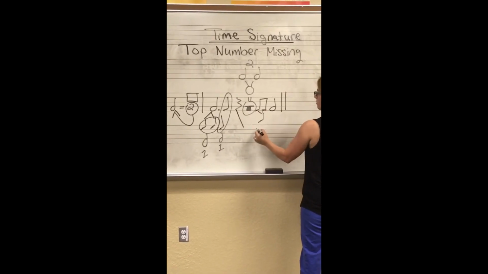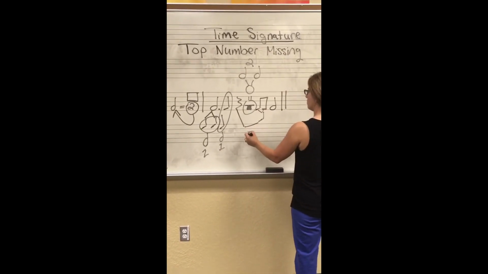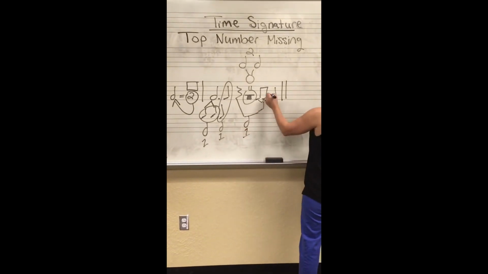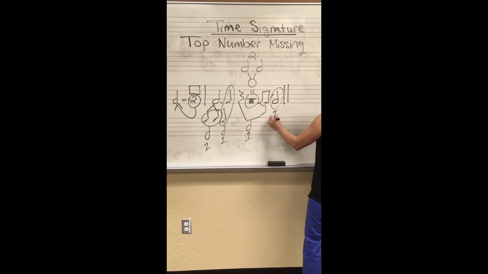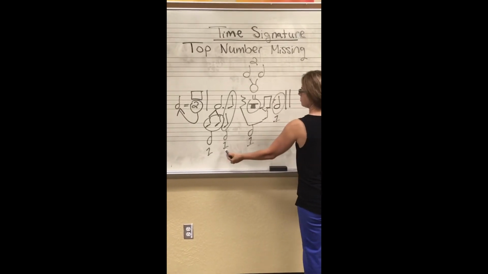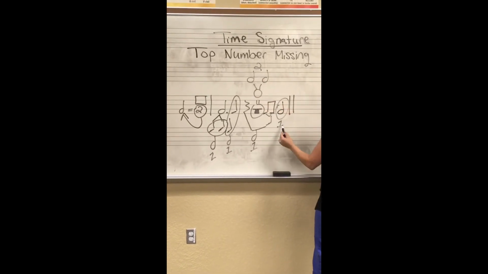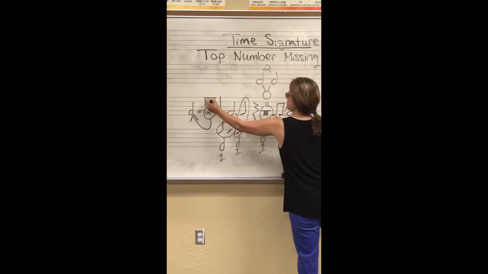A quarter rest and 2 eighth notes equals 1 beat, because 2 eighth notes equal 1 quarter note and 1 eighth rest equal 1 quarter note. 2 quarter notes equal 1 half note. 1 half note equals 1 beat. When you add them all up, you should get 6.